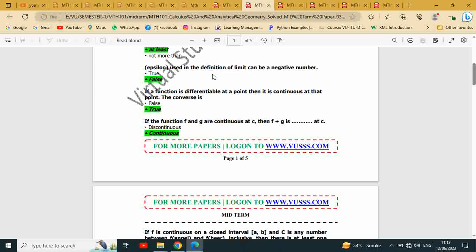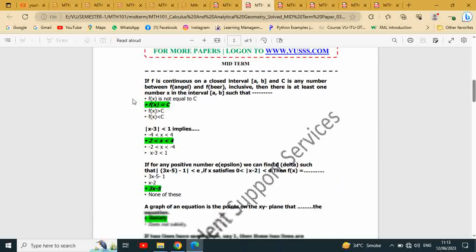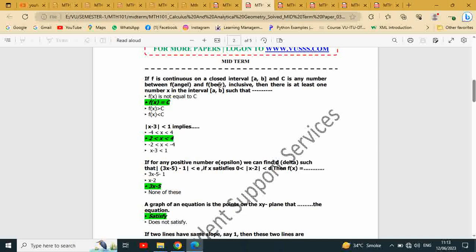Epsilon used in the definition of limit can be a negative number. False. If a function is differentiable at a point, then it is continuous at that point. The converse is true. If the functions f and g are continuous at c, then f plus g is continuous at c. Next question: if f is continuous on the closed interval [a, b] and c is any number between f(a) and f(b), there is at least one number x in the interval [a, b] such that f(x) = c.